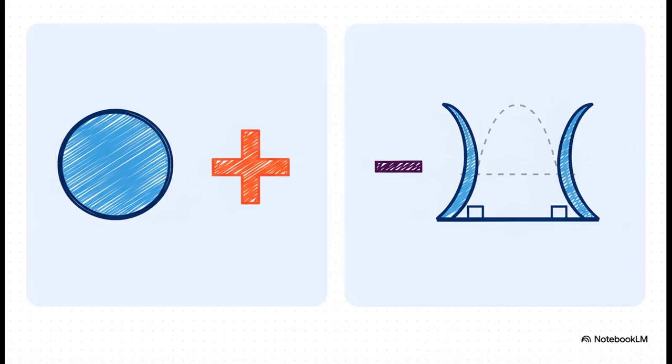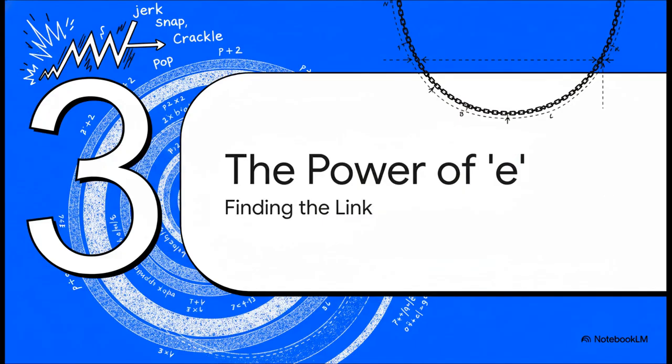That tiny little switch from a plus to a minus is the only thing separating a perfect circle from this fundamental hanging curve. It's a huge clue that these ideas are deeply connected. So we have this alphabet of motion: jerk, snap, crackle, pop. And then we have this essential shape of nature, the catenary. What on earth is the bridge between them? Well, the answer is one of the most powerful and important numbers in all of mathematics.